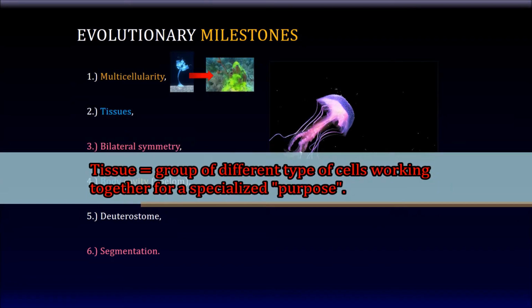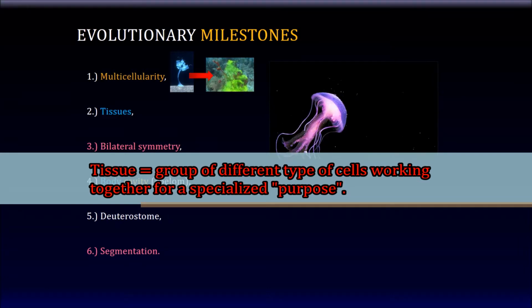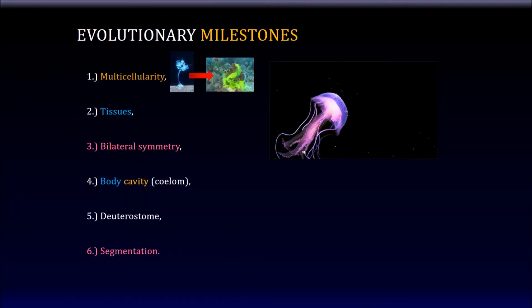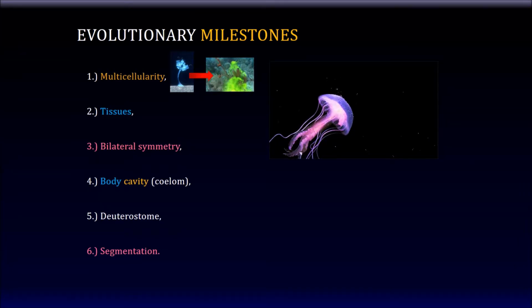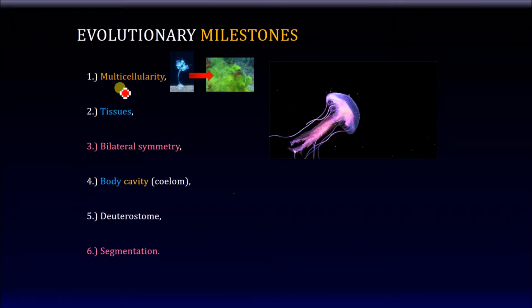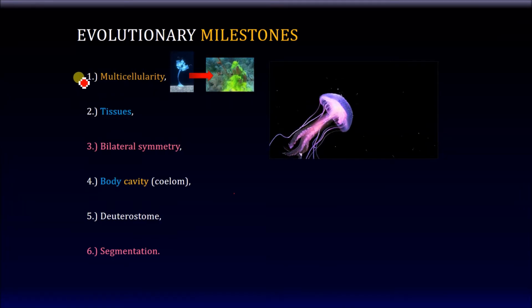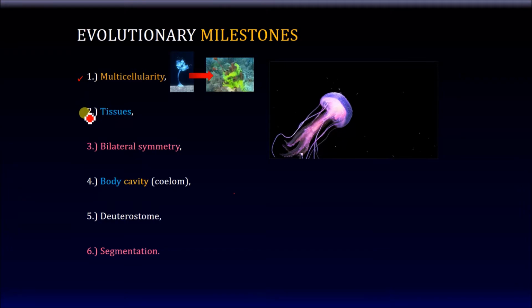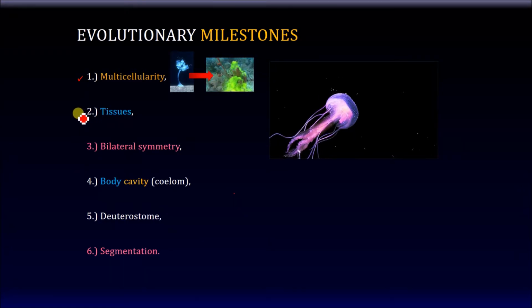So a tissue is a group of cells that work towards a more specialized purpose. And this differentiation of responsibility is what we mean by formation of tissues. This jellyfish, for example, forms from two specific germ layers, the ectoderm and the endoderm. Thus, the first great evolutionary milestone was multicellularity. The second was the formation of tissues.